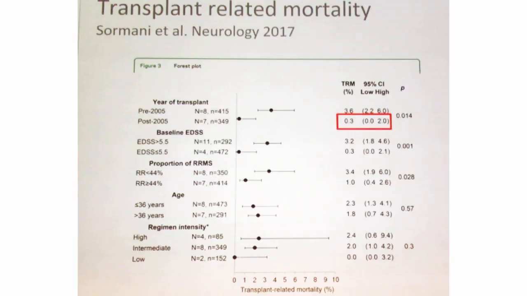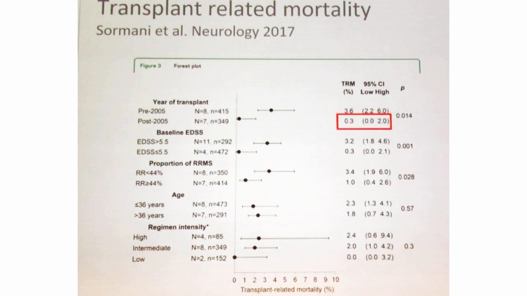Before we take the question from the online audience, just to show you the actual transplant-related mortality, which was published back in 2017, you can see that pre-2005 the percentage was 3.6, and now we've improved in that the mortality has dropped significantly to 0.3%.